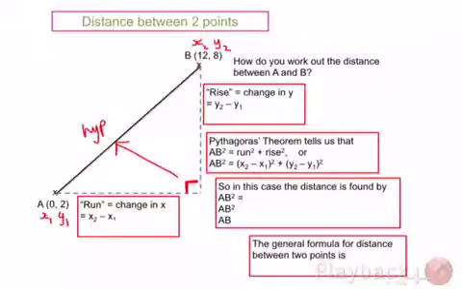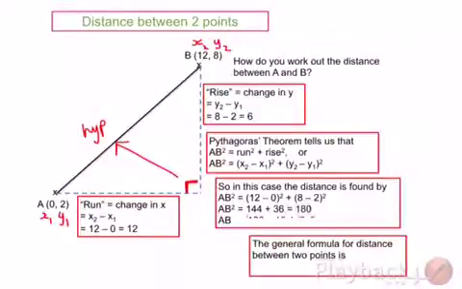So in this example, my rise, which is my change in y, is going to be y2 minus y1. So my y2 is 8 minus my y1 is 2, and I get 6. If I do my change in x, my run, I'm going to have x2 take x1, which is 12 take 0, which is equal to 12. And then I can plug that into my formula. So 12 take 0 squared plus 8 take 2 squared, and I get 144 plus 36, which is square root of 180, which to three significant figures is 13.4.